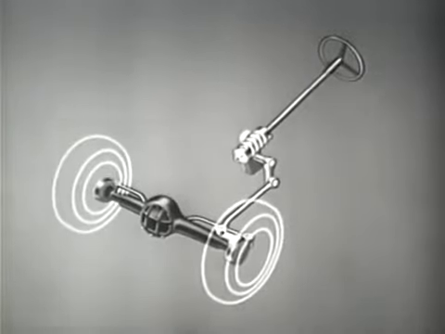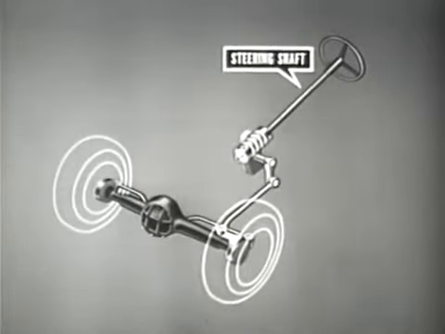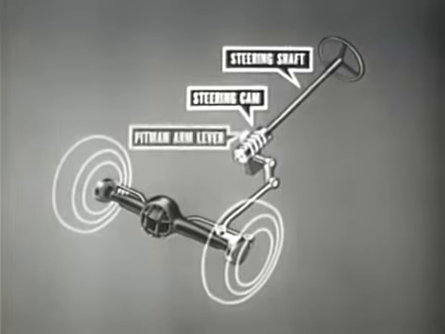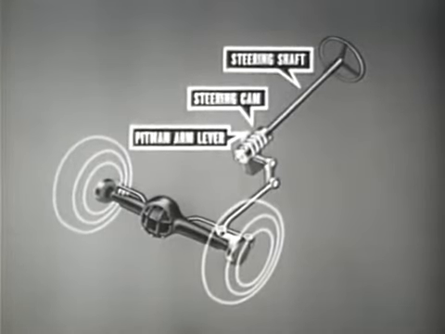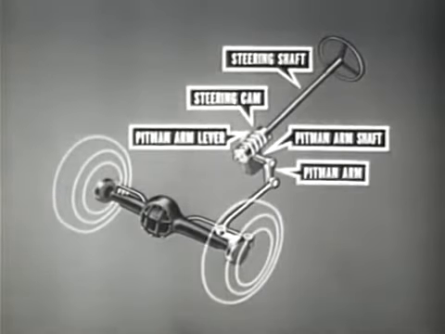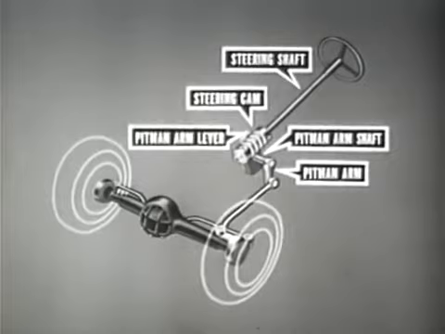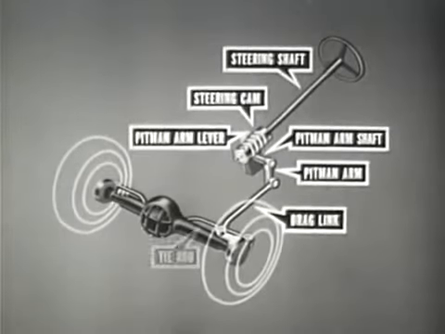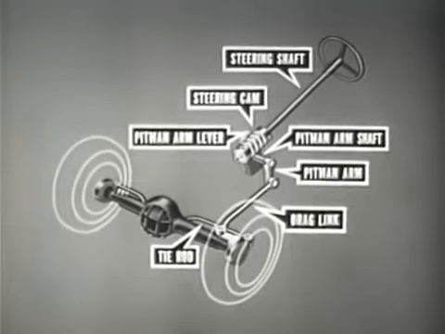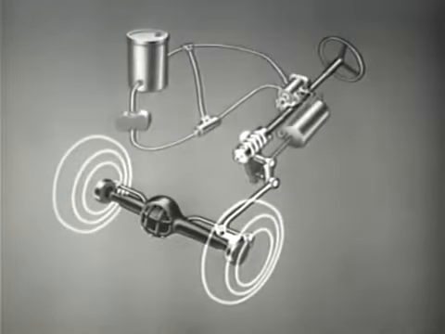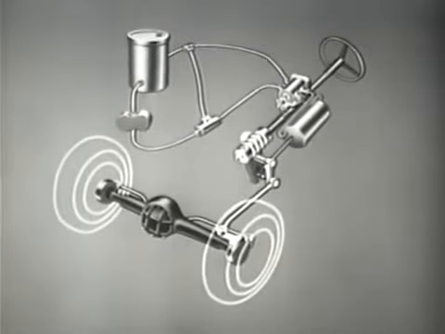This vehicle uses a cam and lever steering mechanism consisting of the following components: a steering shaft and cam, a Pitman arm lever, a Pitman arm shaft and Pitman arm, a drag link, and a tie rod. To obtain the assist, a hydraulic system has been added to the cam and lever mechanism.